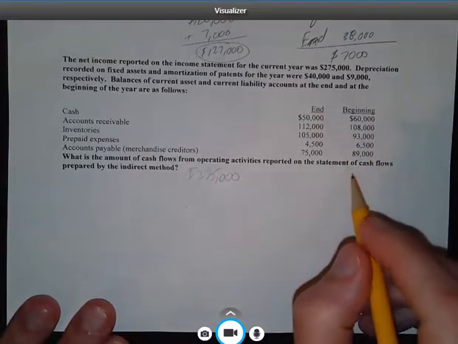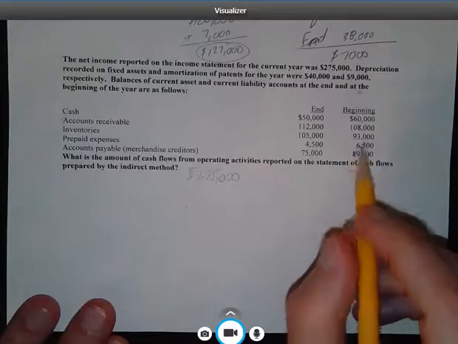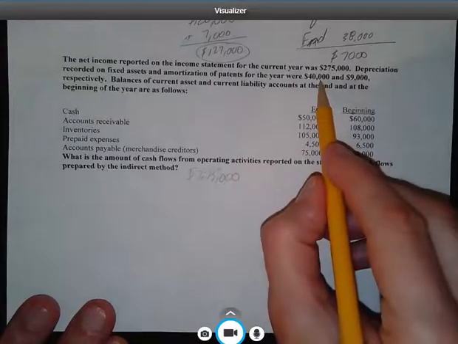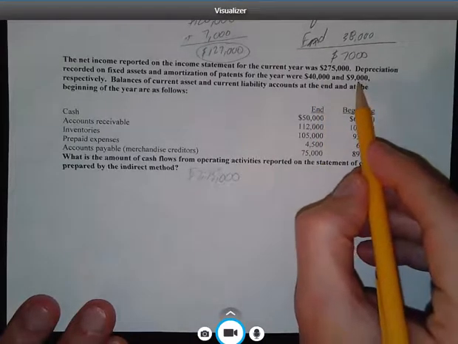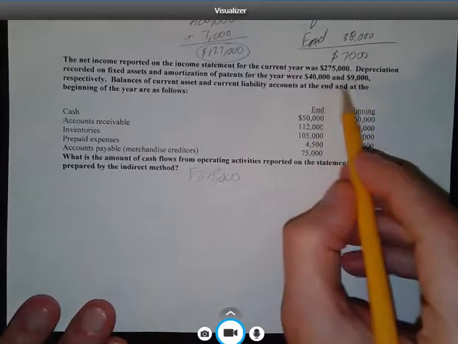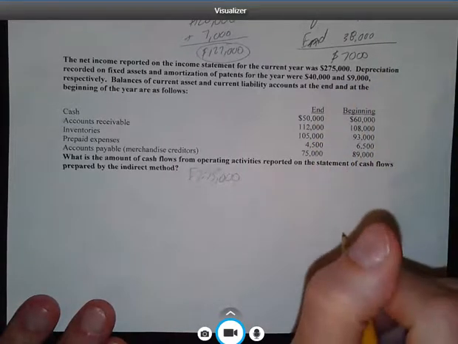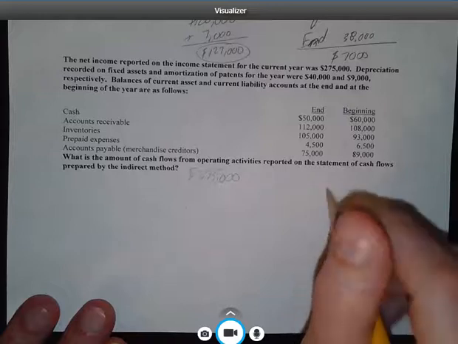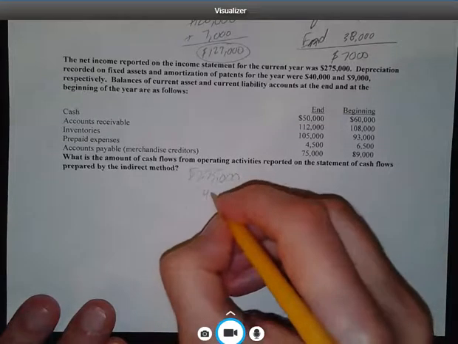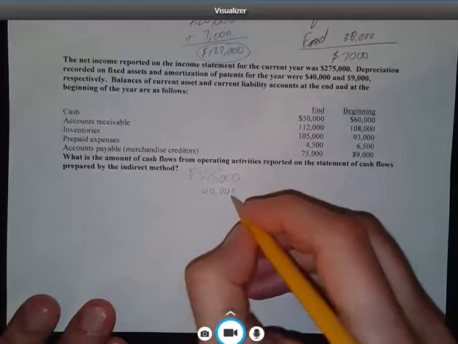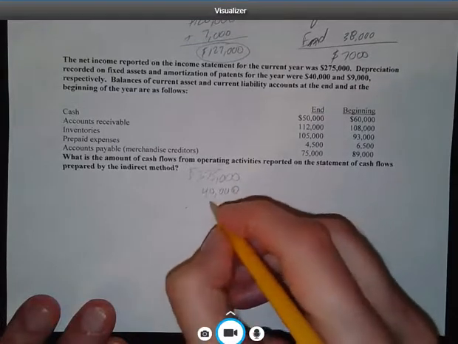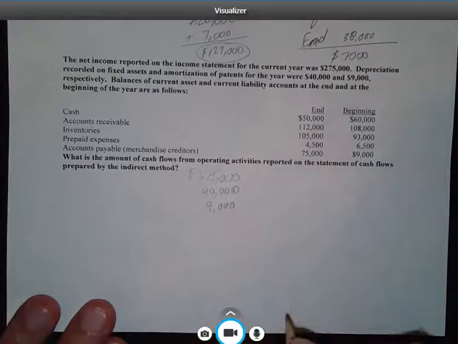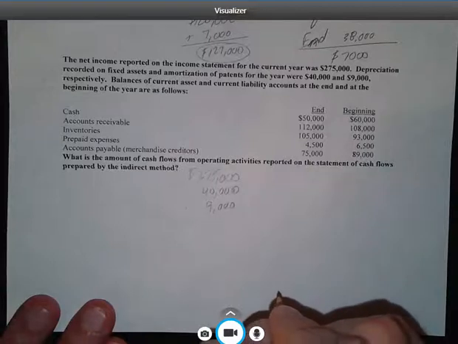Okay, so before we do anything else, let's go back up here and deal with this depreciation and this amortization. These are both non-cash expenses that have a negative impact on net income, so we need to add those back: $40,000 for the depreciation and $9,000 for the amortization.